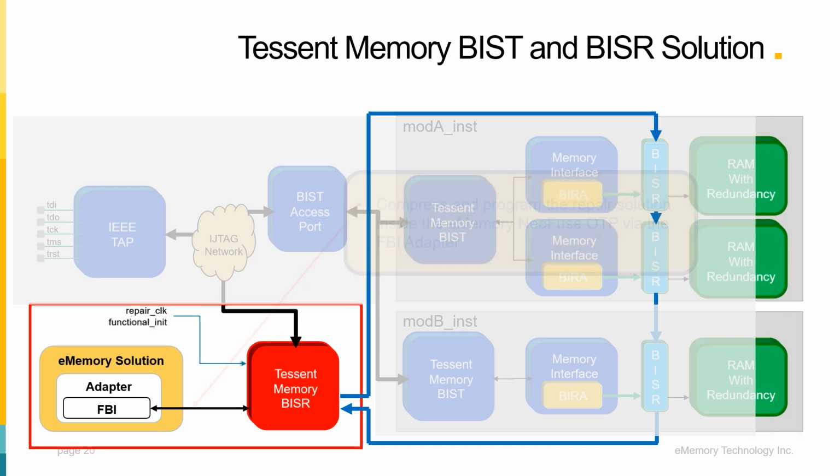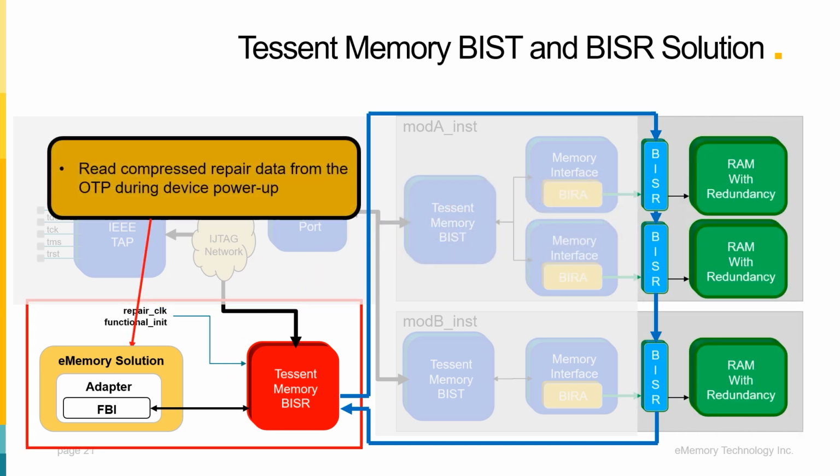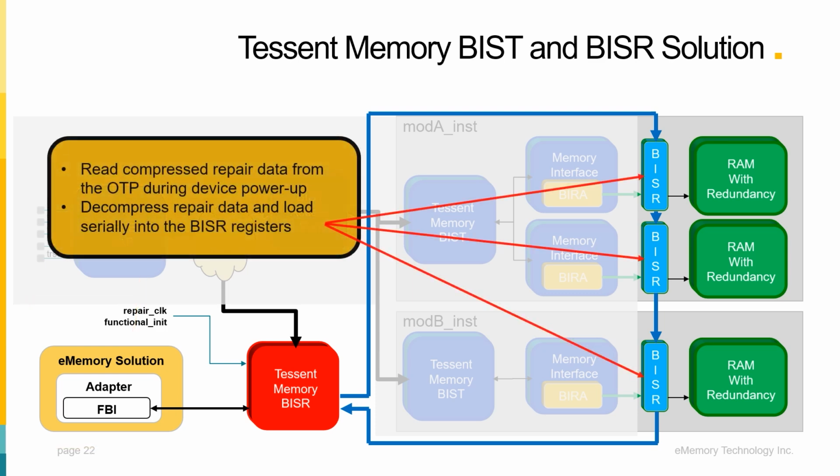So how to retrieve the repair information that's stored in the OTP? First, the Tessent tool reads the compressed repair data from the OTP during device boot up. And then, this repair data is decompressed and serially loaded into the built-in self-repair registers. This repair data tells the SRAM controller to replace the defective SRAM bits with redundant SRAM bits.